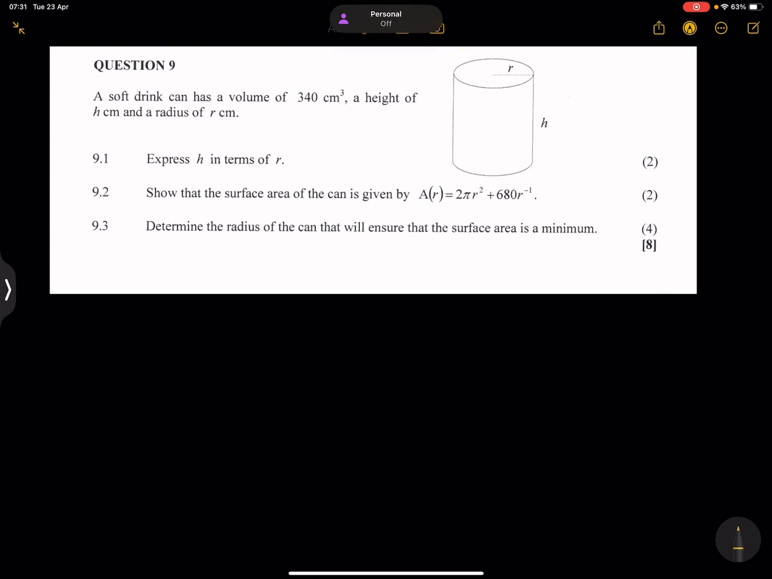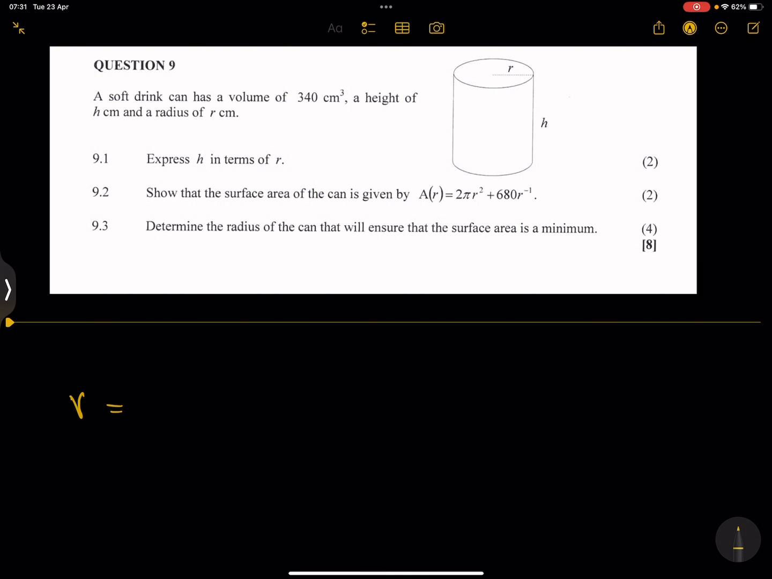And so we begin with question 9. All right, so let's go. They say a soft drink can has a volume of 340 cubic centimeters, a height of h centimeters, and a radius of r centimeters. And they want us to express h in terms of r. Now, the clue here is always to try and use what's already given, and what's already given is the volume. And how do we get the volume in this case of this can?